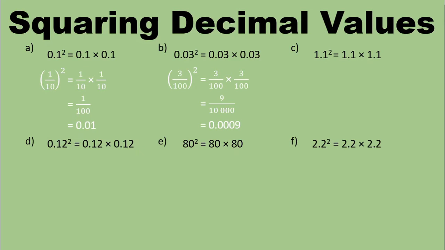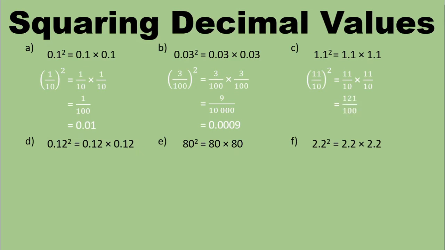Now, this may not look obvious and familiar to you, but that's the same thing as 11 divided by 10. So 11 over 10 squared is 11 over 10 times 11 over 10. And if you know your square numbers, you should know 11 squared, and you should know 10 squared. 11 squared is 121, 10 squared is 100.